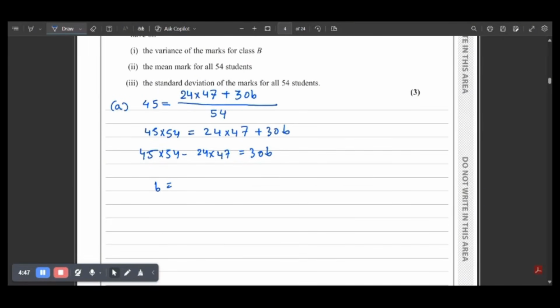We can simplify further, or we can just write it directly. This will be equal to 43.4, and this is our answer.